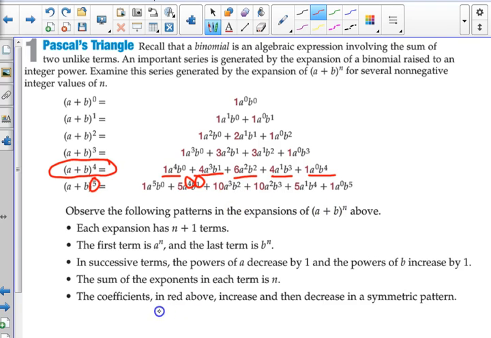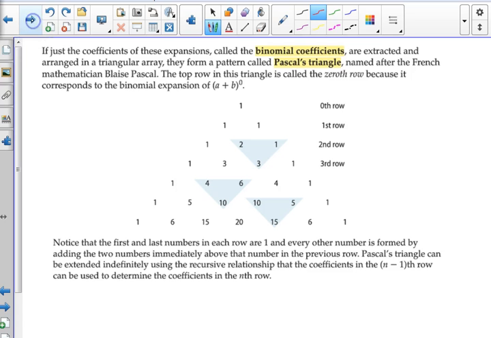This is a big one, guys. There's symmetry. Did you notice that? 1, 3, 3, 1, 1, 4, 6, 4, 1. It's always a pattern, okay? There's symmetry down the middle of the triangle. All right.